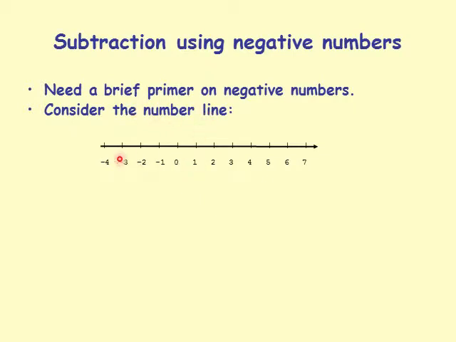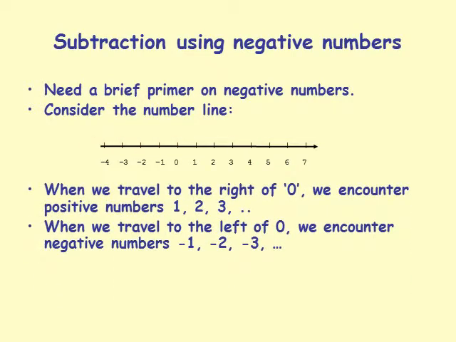Consider the number line. Zero is in the middle here, and to the right we have positive numbers. If we go from 0 to the right, we encounter numbers like 1, 2, 3, 4, positive numbers. And if we go to the left from 0, we get -1, -2, -3, -4. So positive numbers on the number line are to the right of 0 and negative numbers are to the left of 0.